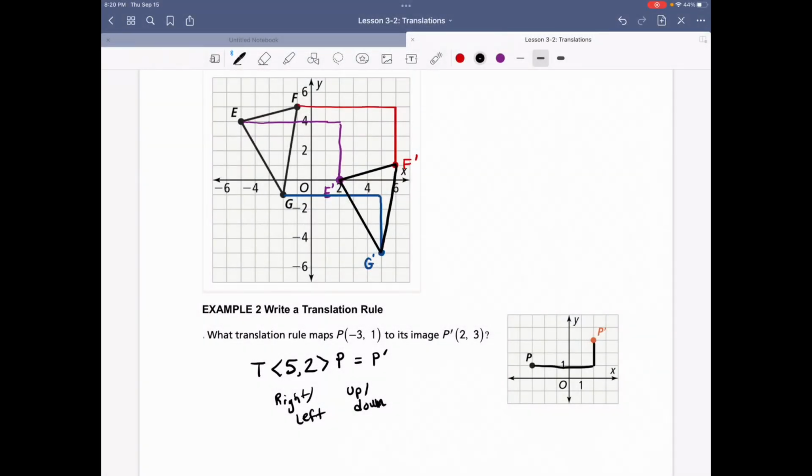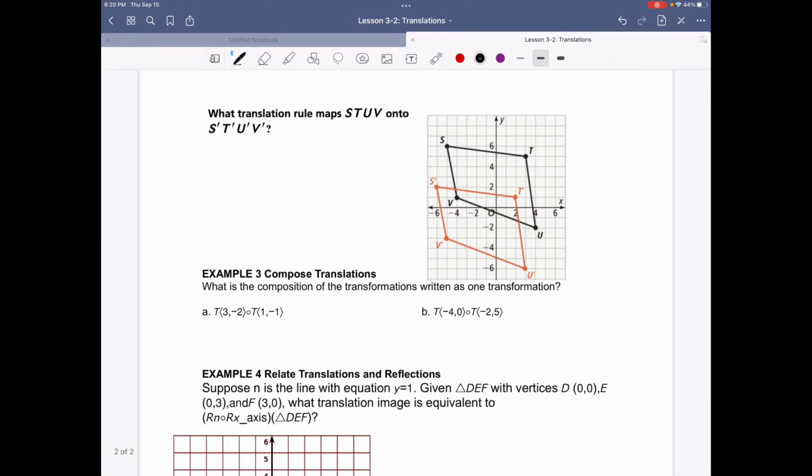All right, let's turn our page to the back. And we're going to do another translation rule. So to figure this out, we want to know what is happening to each coordinate point. So if we started at S, we would go left 1, and we go down 4 to get to that next point, S prime.